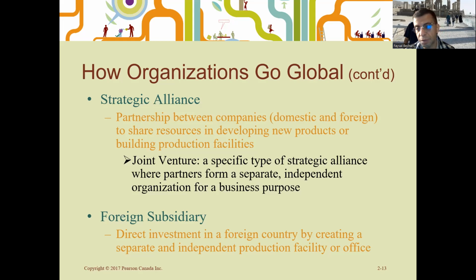Foreign subsidiaries are basically a direct investment in a foreign country by creating separate and independent production facilities or offices. We see China and the Silk Road, how active it is in investing in other countries.